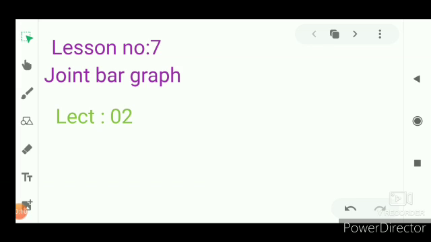We have seen how to draw the joint bar graph. Hope you have understood that lesson. If you have not watched that lesson or that video, please watch that, because in this video we are going to solve the practice set.